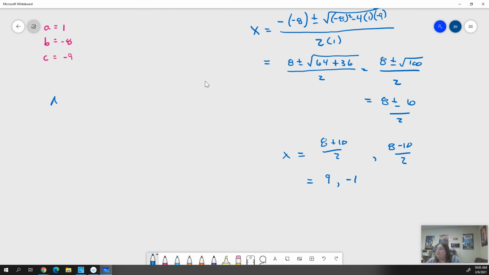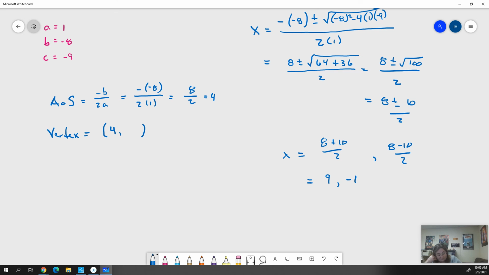symmetry, right? Our AOS, which we know is minus b over 2a, right? Minus b is minus negative 8 over 2 times a, which is just 1. So that gives me 8 over 2, which is just 4. So I found my axis of symmetry now, and I have to find my vertex. And the way I find my vertex is, we know that the x value of my vertex is just the axis of symmetry.